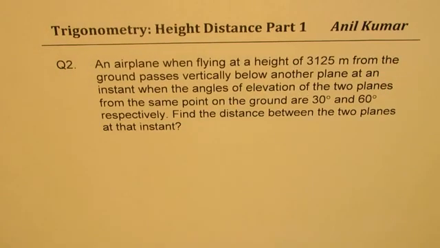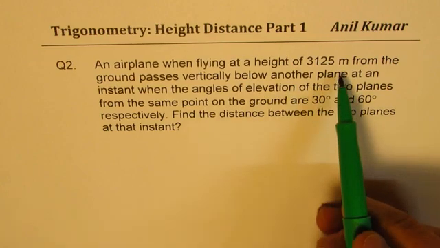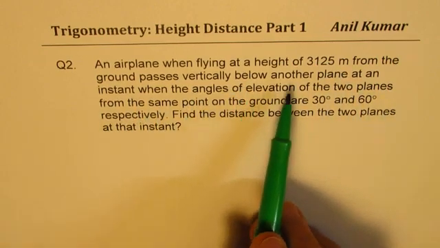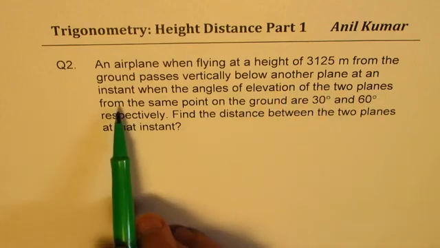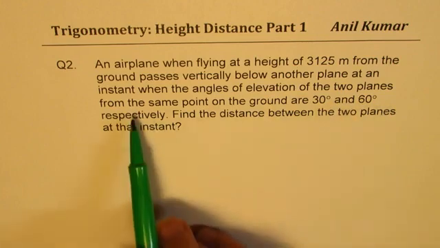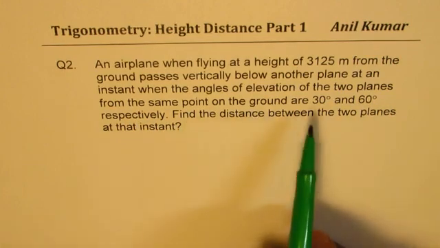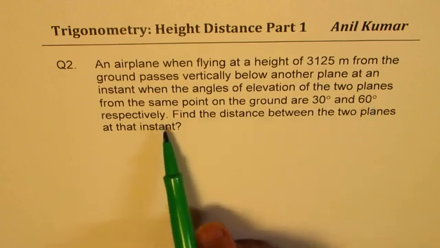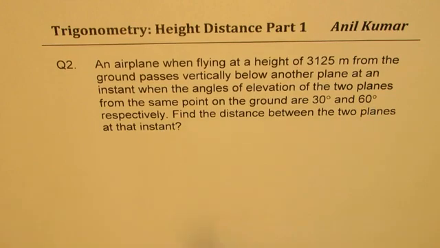Question number 2. An airplane flying at a height of 3125 meters from the ground passes vertically below another plane at an instant when the angles of elevation to the two planes from the same point on the ground are 30 degrees and 60 degrees respectively. Find the distance between the two planes.